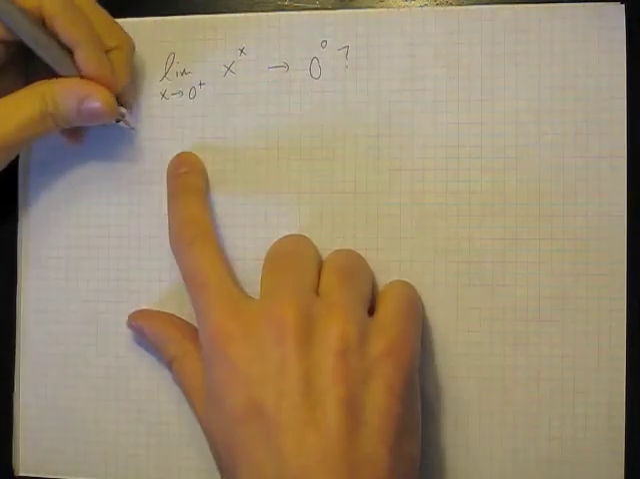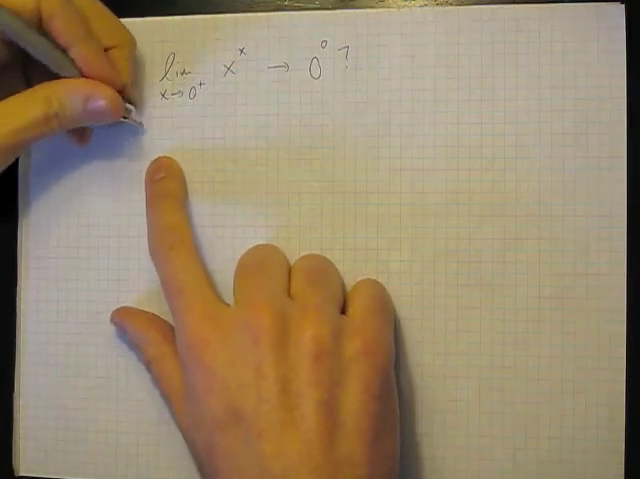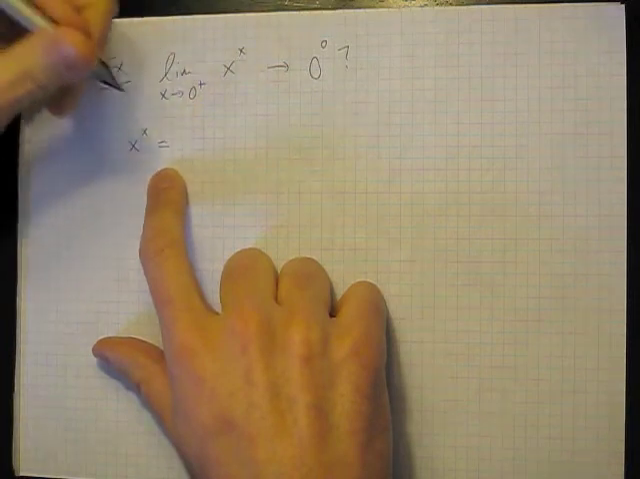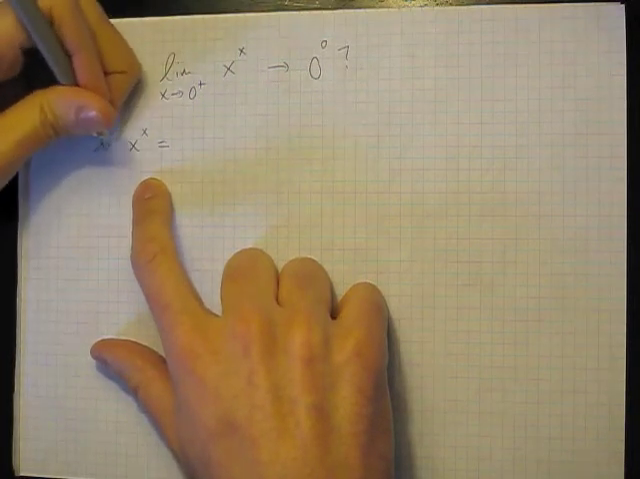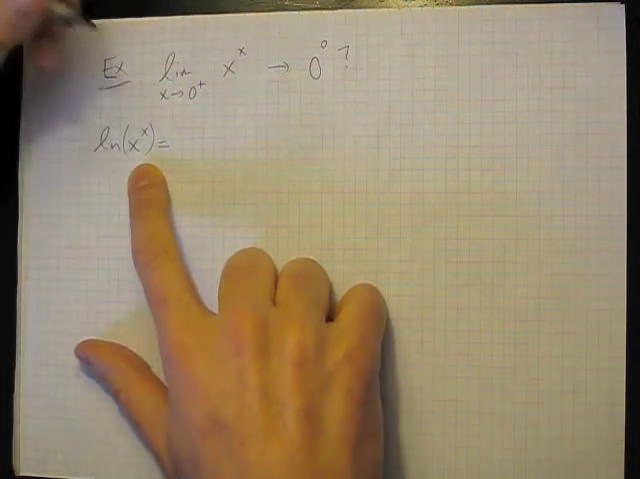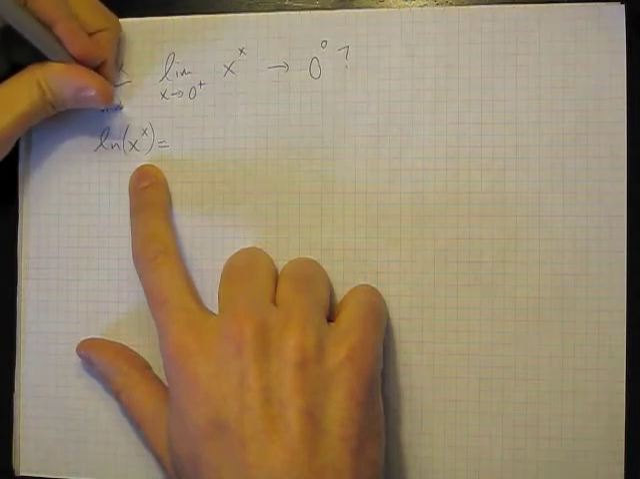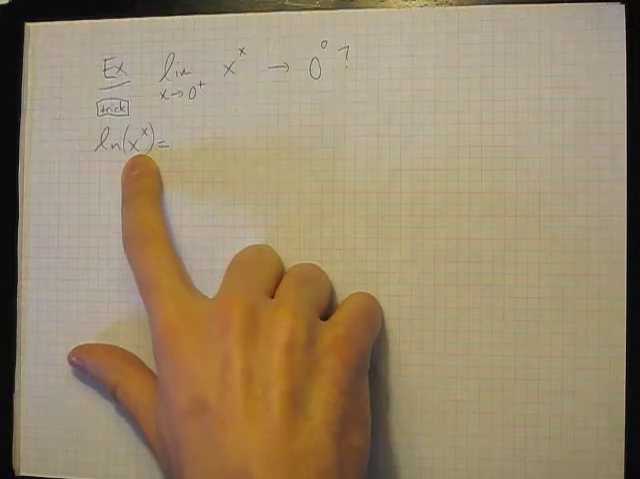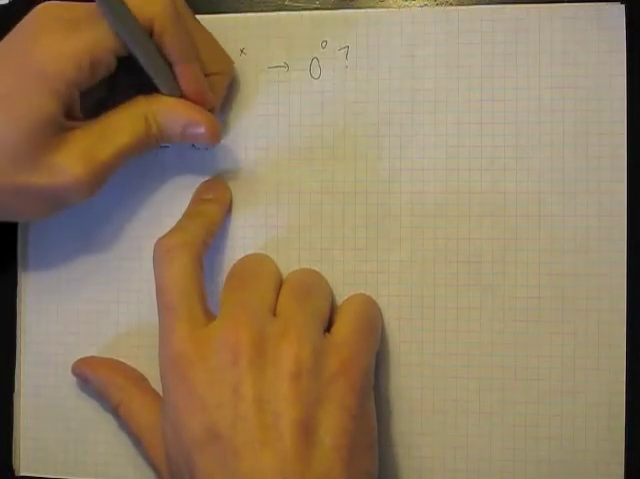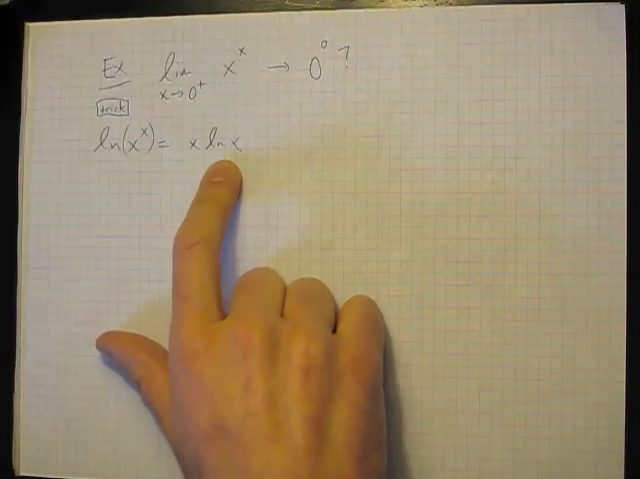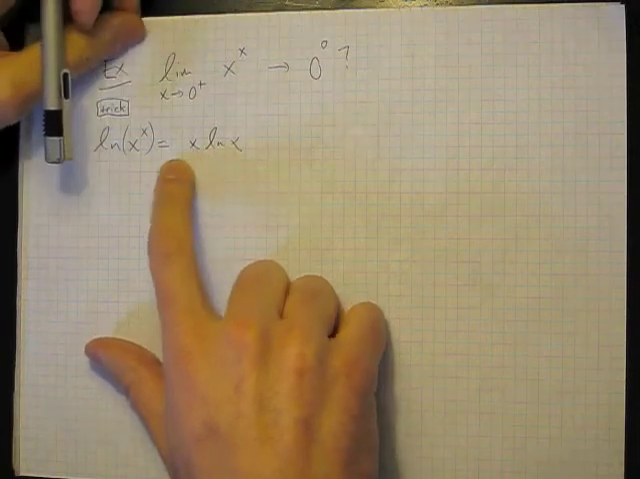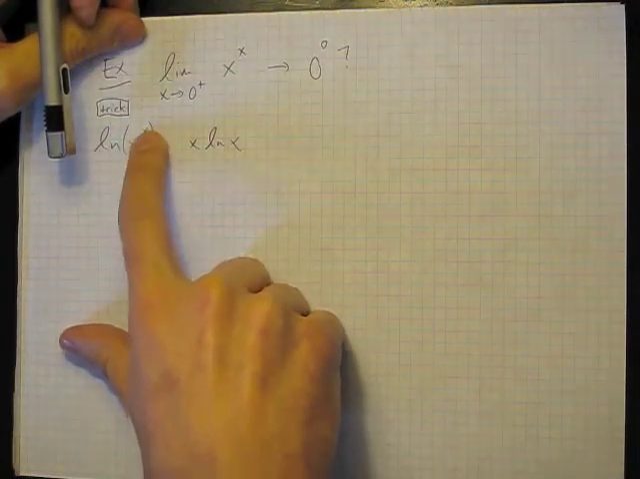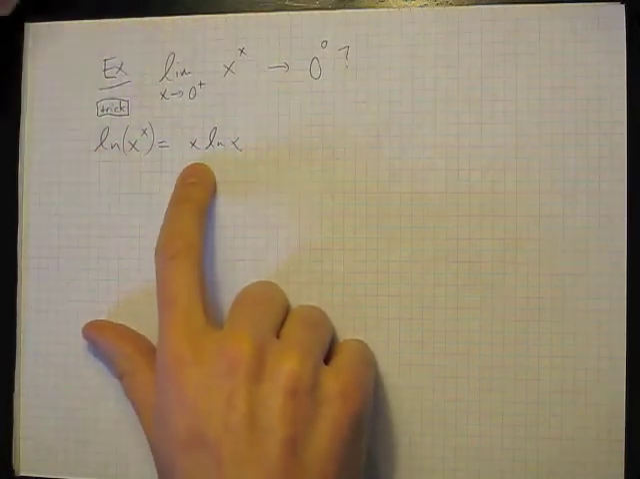So here's the trick for this. I want to rewrite x to the x, I want to take its log here. So if we take the log of x to the x, this is a little trick. If we write log of x to the x, this is equal to x times log x. We've just used the power of logs where we know something to an exponent inside of a log, you can bring the exponent down. So that's all we've done.